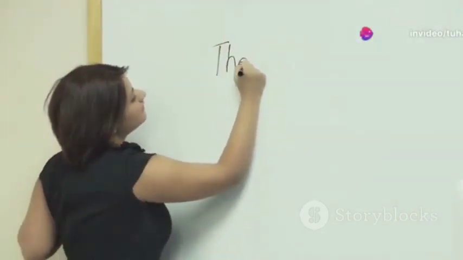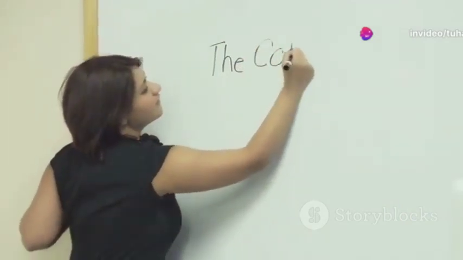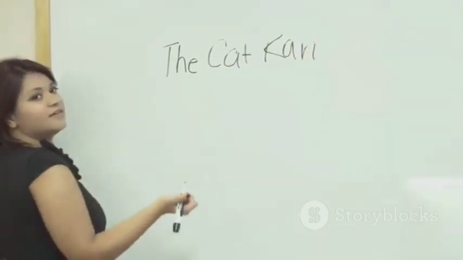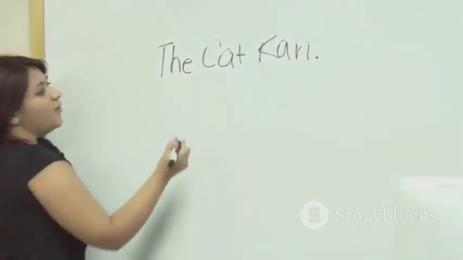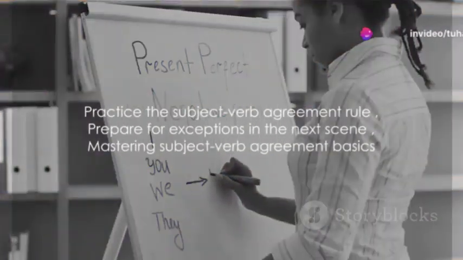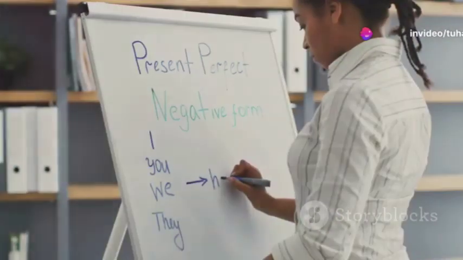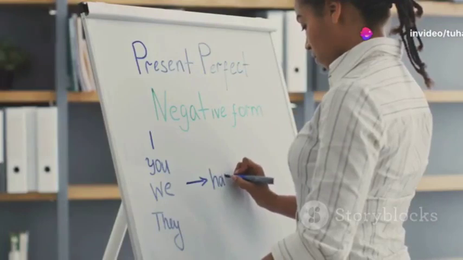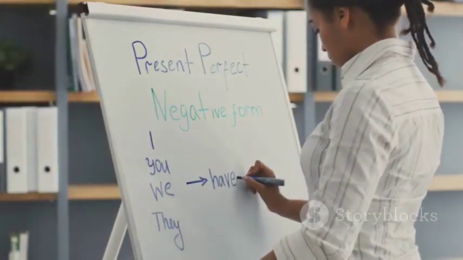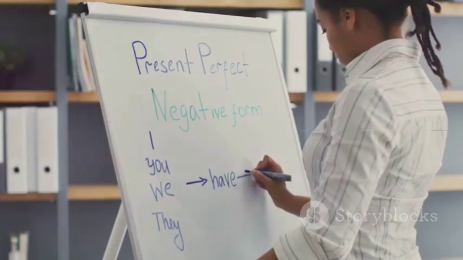So, what's the takeaway? Keep your eyes on the subject. Whether it's one cat, a herd of elephants, or a bouquet of flowers, make sure your verb matches your subject in number. It's all about harmony in the sentence. Remember, the verb agrees with the subject, not with a noun or pronoun in the phrase. In the next scene, we'll explore some exceptions to this rule. But for now, practice this fundamental principle of subject-verb agreement.